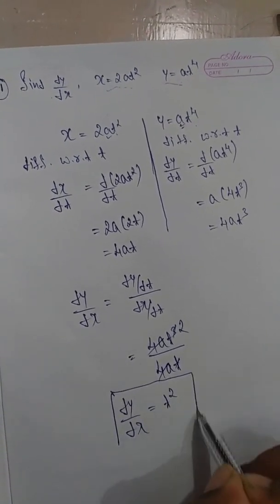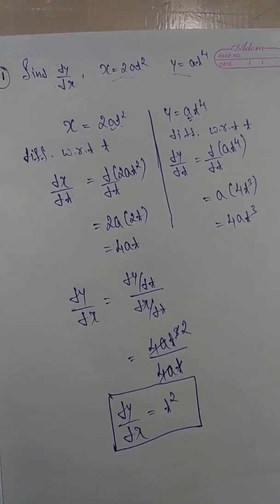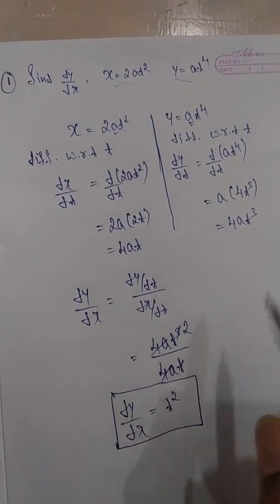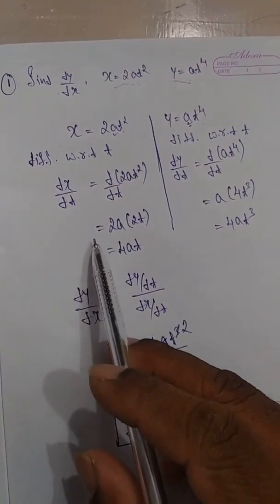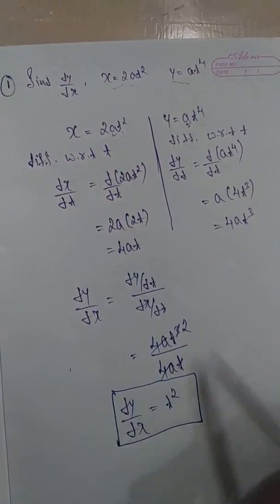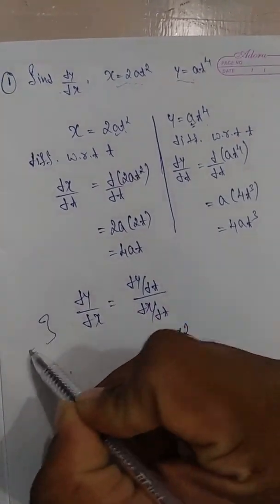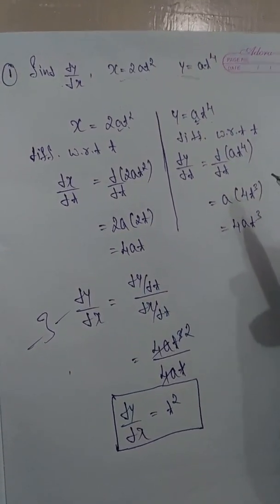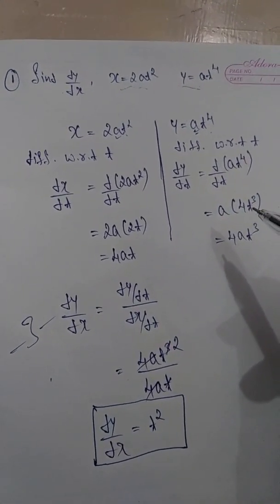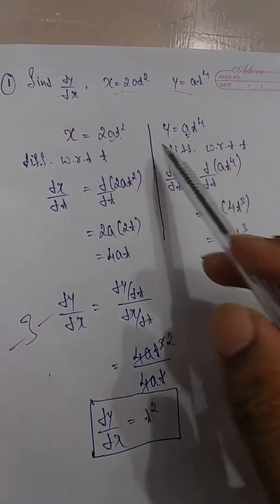So this is the differentiation of a parametric function. Once again I am repeating this problem. It's a very easy problem. This is for 3 marks. Differentiating this one is 1 mark, this one is 1 mark, and writing the conclusion is 1 mark. Totally a 3 marks problem, very easy to write in the exam.